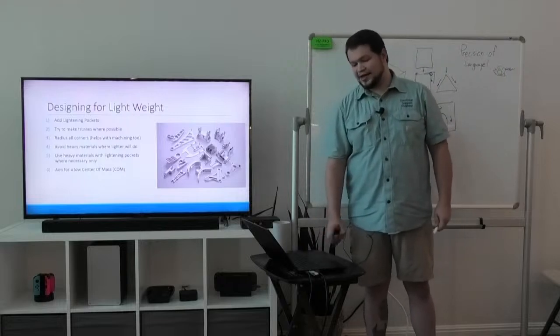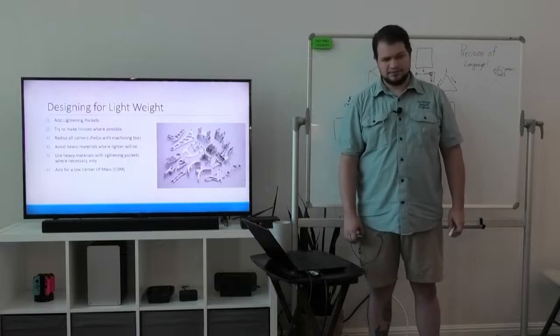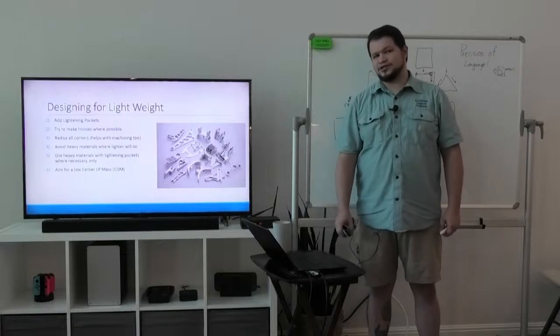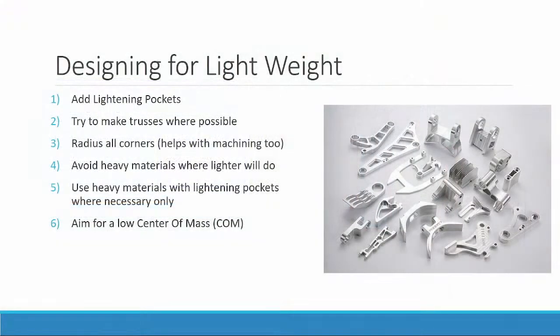You want to avoid heavy materials where light materials will do. If you can make it out of aluminum and it's plenty strong enough, there's no reason to make it out of steel. If you leave it as a solid piece of aluminum and it's still too weak, maybe you move to steel, but you add lightening pockets. Maybe aluminum is too heavy, so you move to something lighter like plastic with enough support to handle the load. You should only use heavy materials where necessary. Try and lighten it.